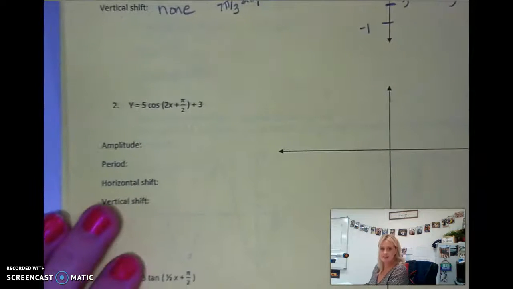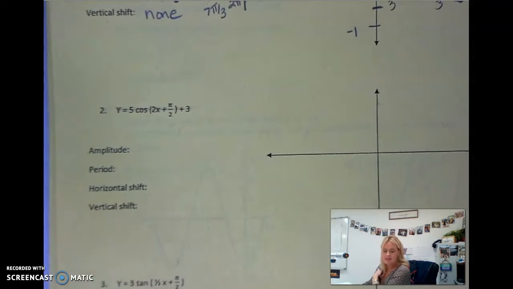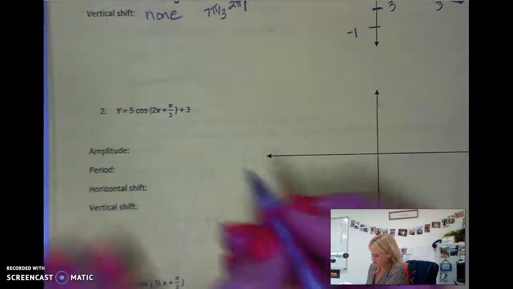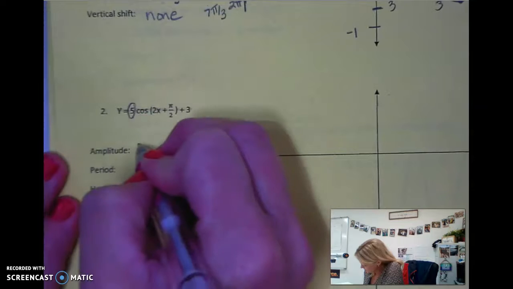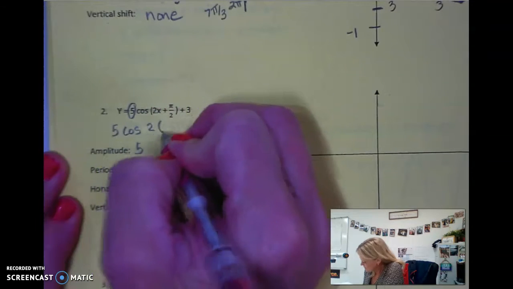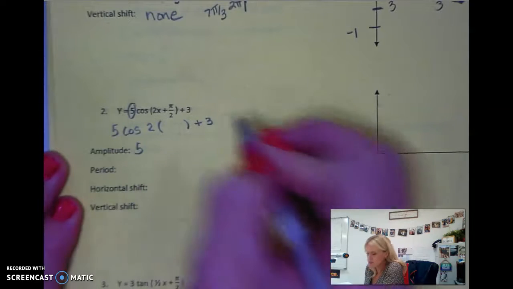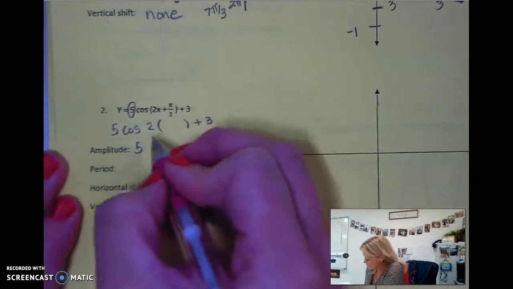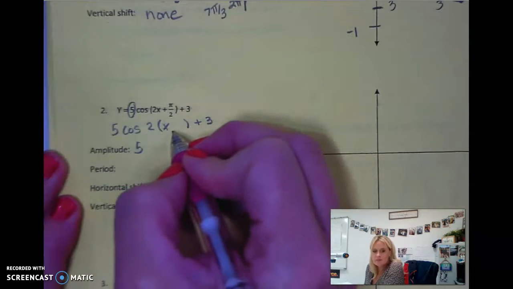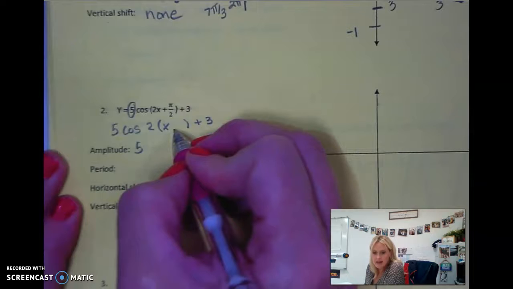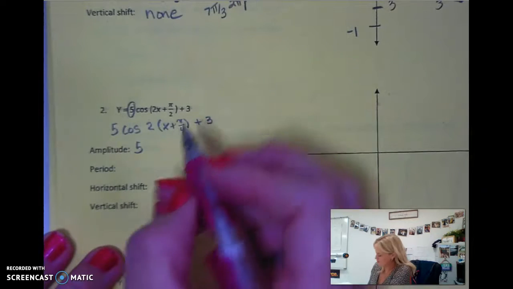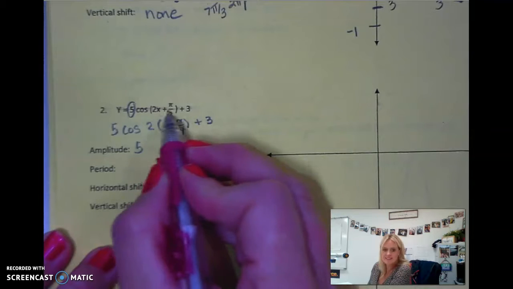All right, let's look at this one. This one's a little bit more complicated. If you remember, you have to pull out this number right here. So my amplitude is 5. I'm using cosine, but I have to factor out that 2. So think about the distributive property. 2 times what gives me 2x? 2x. 2 times what gives me a half? And that is 1/4. So if I distribute that back out, I'm back in here again.